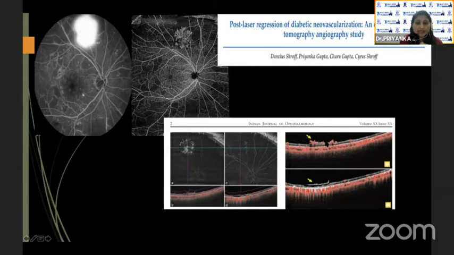So that gives an indirect evidence that it's an active NVM. And whether it's elevated or not, you can look in the en-face interface. So this is how you can read the OCTA on an en-face.